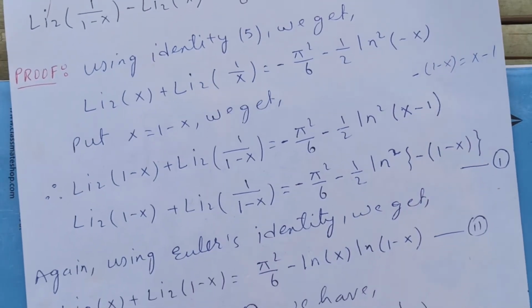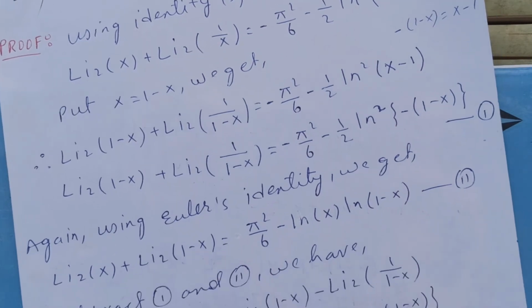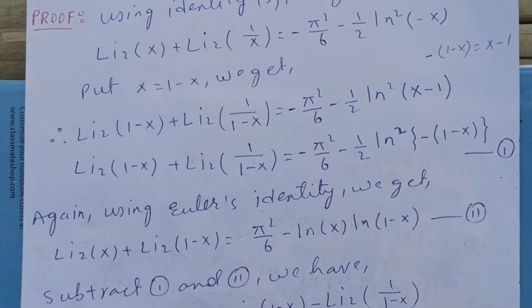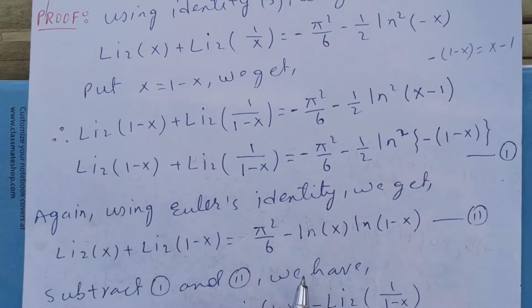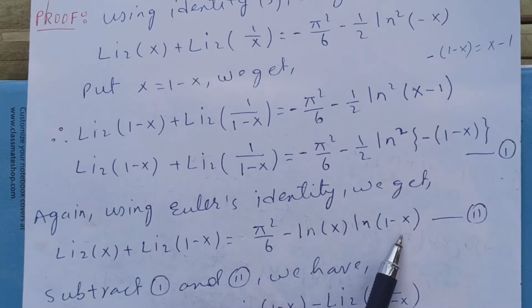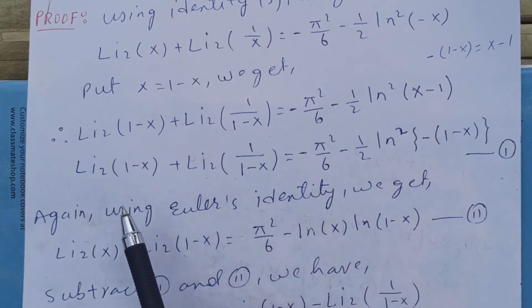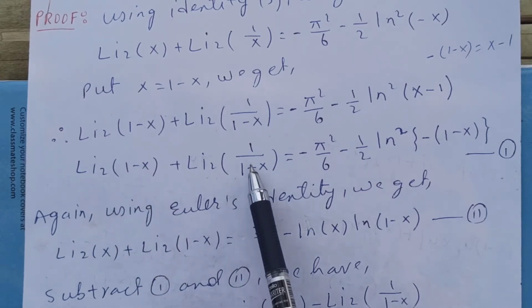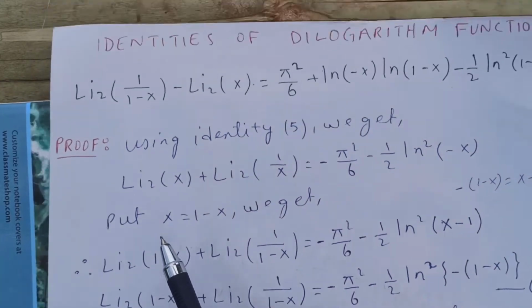And again, using the Euler identity, Li2(x) plus Li2(1-x) is pi squared over 6 minus natural log of x times natural log of 1 minus x. This is what we call the Euler identity. Now if you see here, this one and this, if we subtract, then we can cancel, right? And we get this and this, which is here.